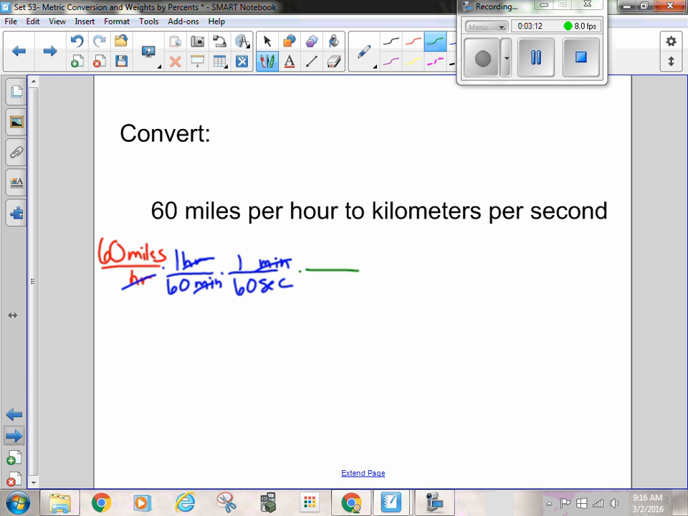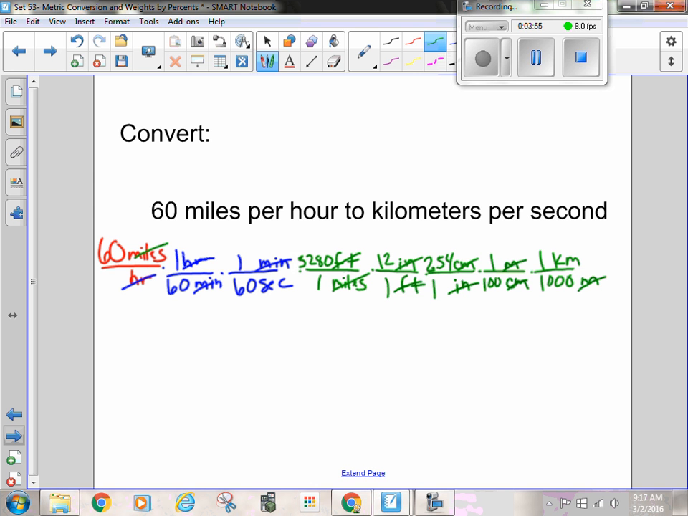Now we're going to convert miles into feet. So miles is in the top, so we're going to put miles in the denominator. So 5,280. Feet into inches. Feet was in the top, so now inches is in the top. Inches into centimeters. Inches was in the top, so now it's in the bottom. 2.54. That was from that first slide. Okay, centimeters into meters. So centimeters goes in the bottom, meters goes in the top. And now meters into kilometers. And 1,000.